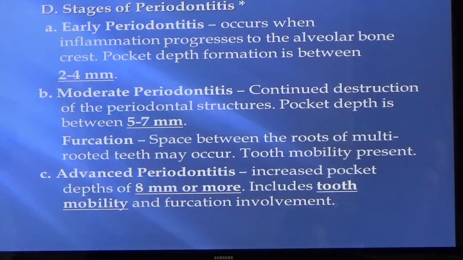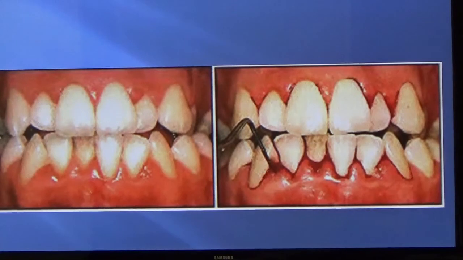But anyway, so know these stages: 2 to 4, 5 to 7, 8 or more, for the incipient, or early, moderate, or advanced. So again, here's in case you walk in and it doesn't look that bad. You get your probe.